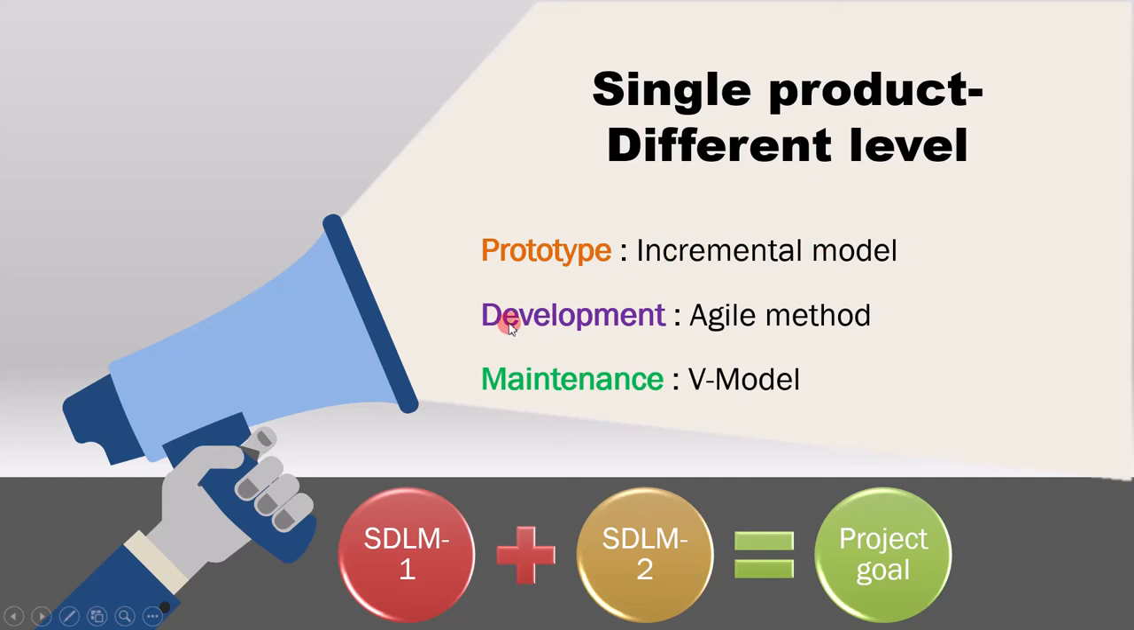But if the product is in the development stage, then you want to use the agile method. This will let you get the product ready to launch into the market as early as possible. But if the product is in the maintenance stage, like when the customer comes back with a defect and you have to correct it, then you use the V model. As you can see, we use different software development lifecycle models to achieve the final project goal. We use the incremental model for the prototype stage, the agile method for the development stage, and V model for the maintenance stage. So you had a single product and different decisions at different levels.